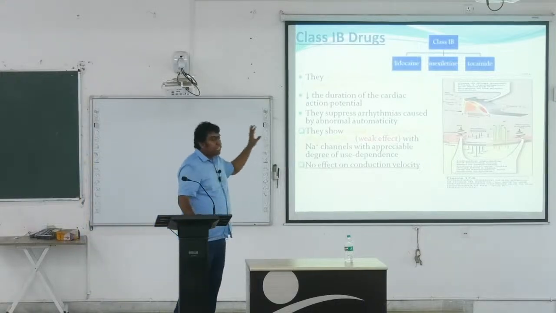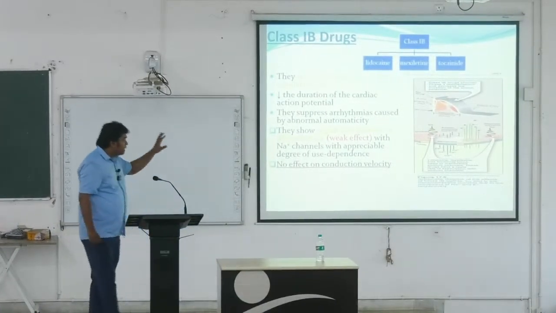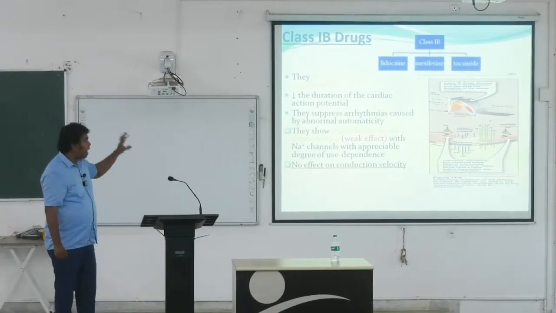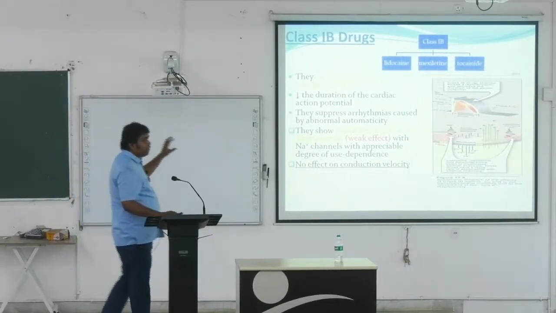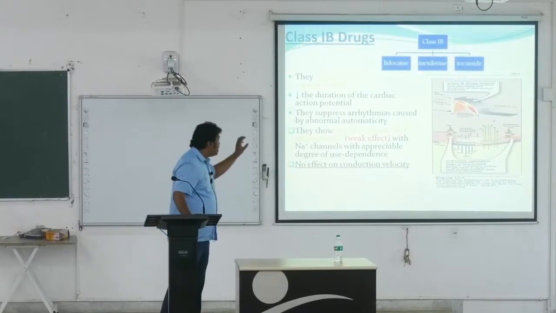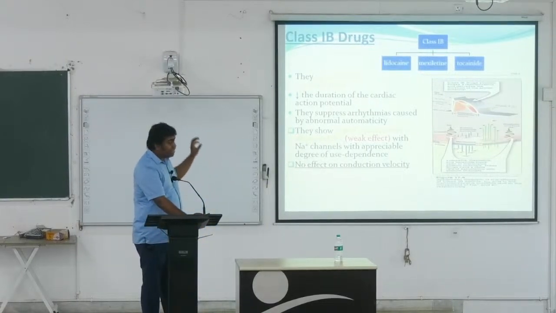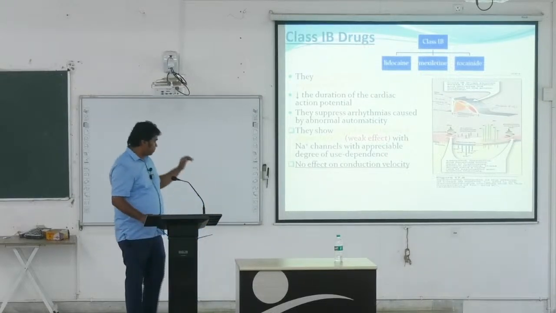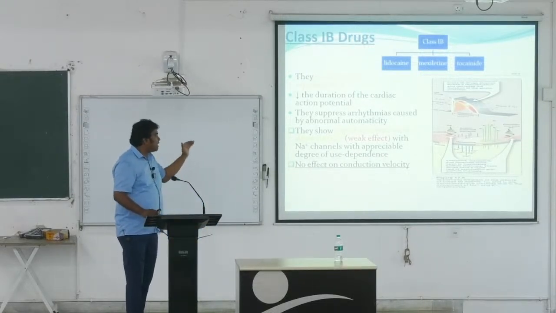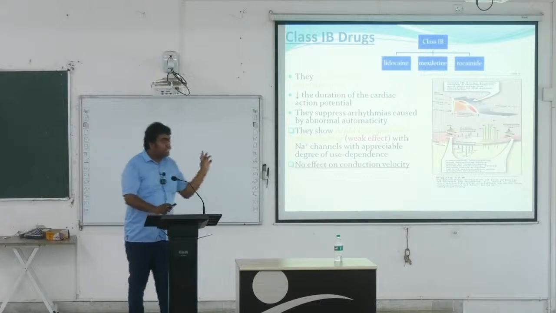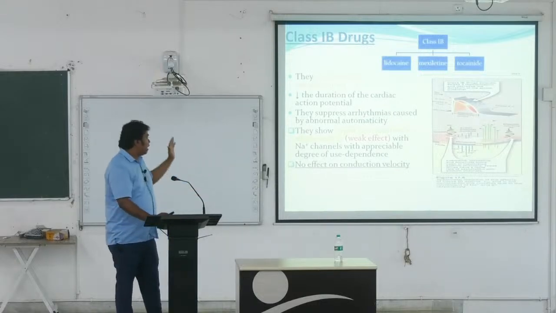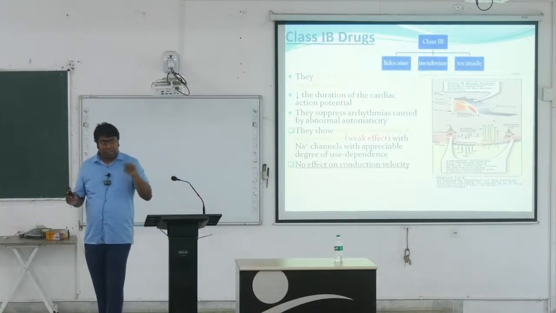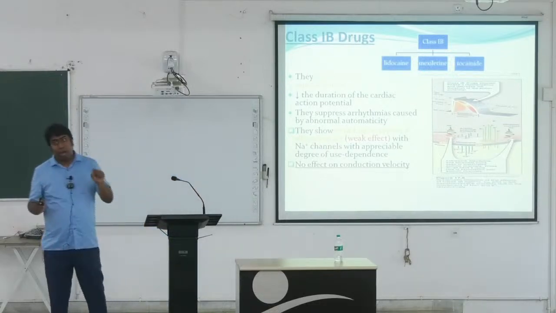Class 1B is lignocaine. Its congeners like mexiletine and tocainide. These are the class 1B. Their effect is in phase 3 repolarization. They reduce cardiac action potential duration, with rapid association and dissociation, with no effect on conduction velocity.